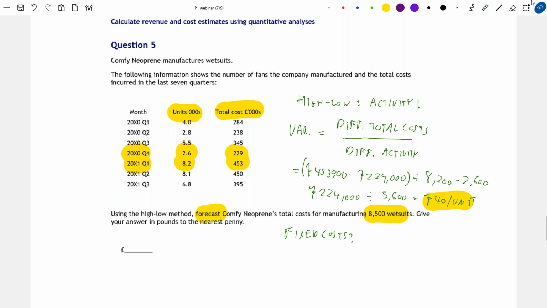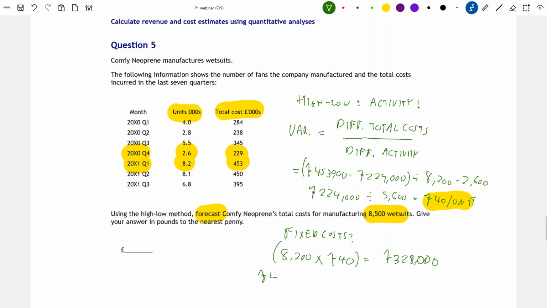Well, to determine our fixed costs, we'll take this period of high activity, so 8,200 units, and calculate the total variable costs for that period, given the cost per unit figure that we've just calculated. So 8,200 multiplied by 40 gives us £328,000. Then we subtract these variable costs from the total costs.